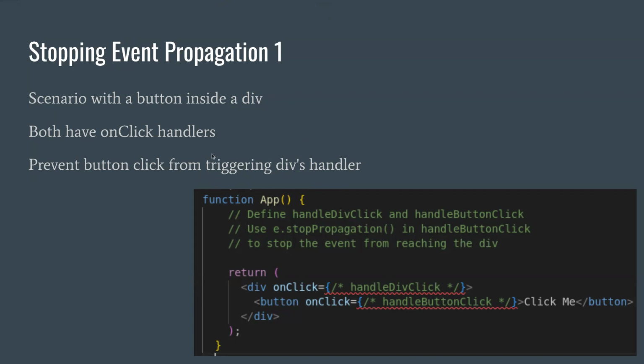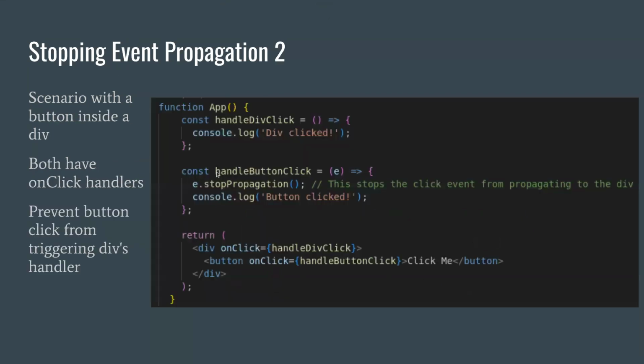Okay, we're going to look at the implementation of this. You can see that we have handleDivClick and handleButtonClick implemented. In handleButtonClick, we pass e, which is short for event, and then you would want to have e.stopPropagation so that this stops the click event in the button from propagating to the div.